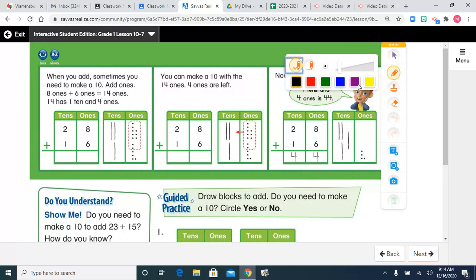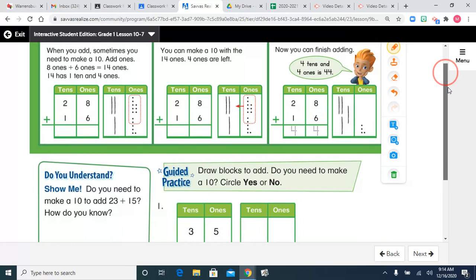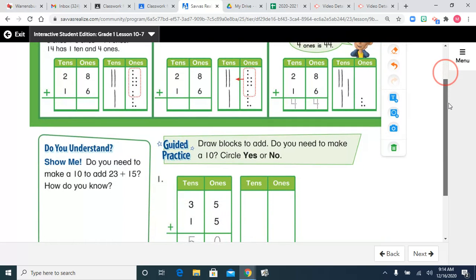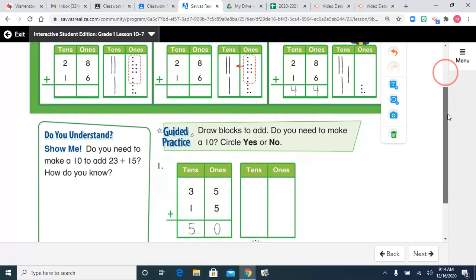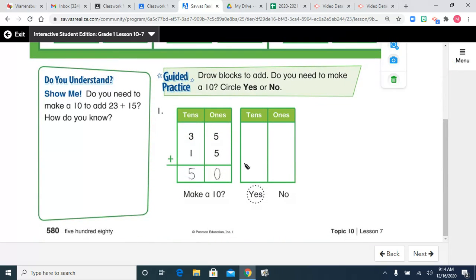All right, at the top, it just shows you what the guy did in the video, showing you how to draw lines in the tens place, ones in the ones place, and then circling just like we did on the page before to make 10. Okay, let's do number 1 together. We'll read the directions, find out what we have to do. It says draw blocks to add. Do you need to make a 10? Circle yes or no.